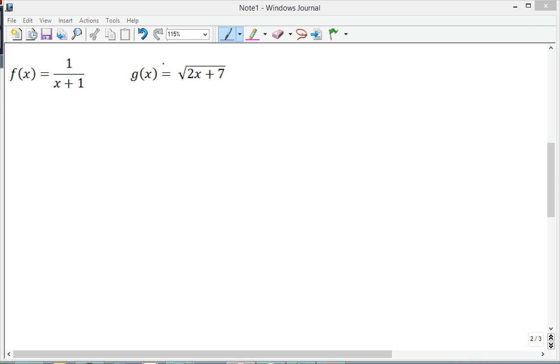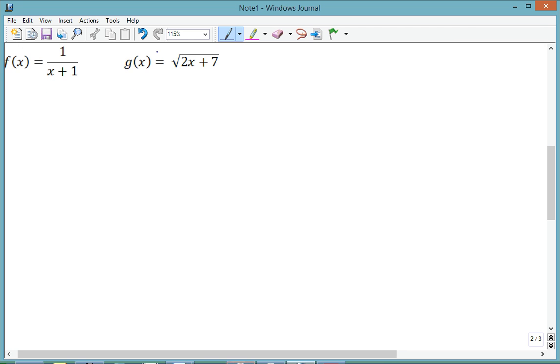The domain of f, as you can see, the bottom can't be 0, so it would be from negative infinity up to -1, union -1 to infinity. Okay, now for g of x, not quite so clear, but we do have that 2x plus 7 must be greater than or equal to 0.